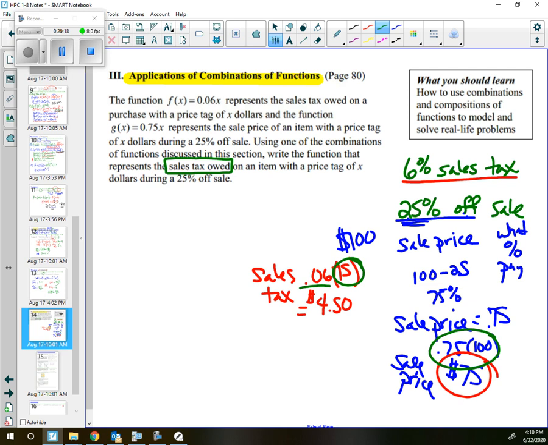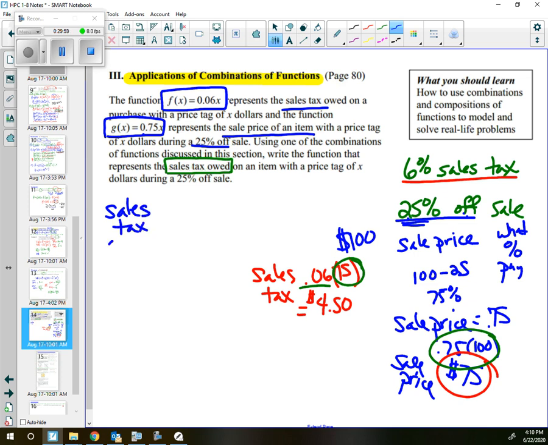Now let's take a look at the specific example that they're giving you. F of x is 0.06 times x, represents the sales tax. Well, yeah, 6% of whatever x is, which is the purchase price, the price tag. G of x is this one, represents the sale price of an item. Well, of course, because if you're taking 25% off, you're paying 75%. So that's the fastest way to get to the sale price of an item. Using one of the combinations of functions that we talked about. So add, subtract, multiply, divide, composition. Write the function that represents the sales tax owed on an item of that price with a 25% off sale.